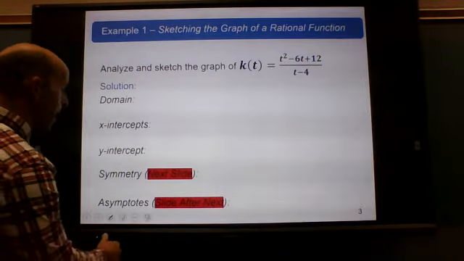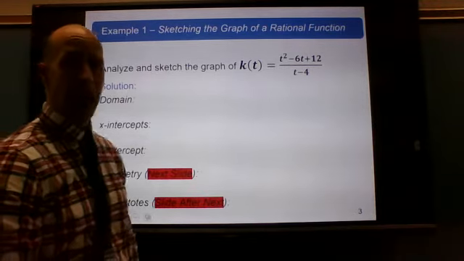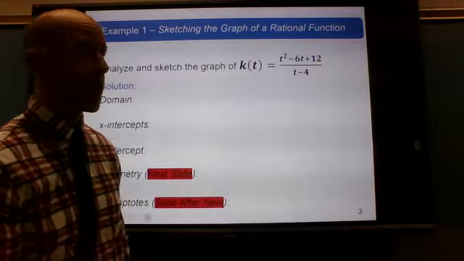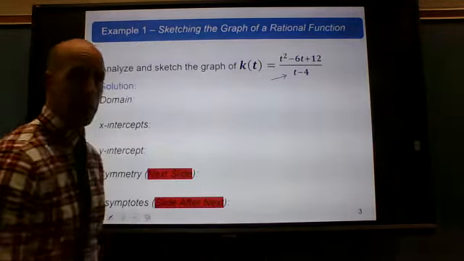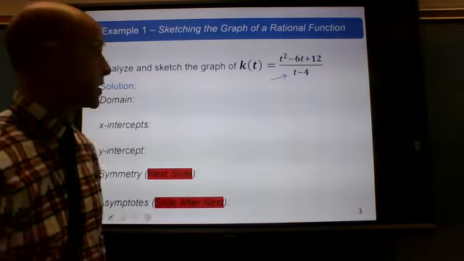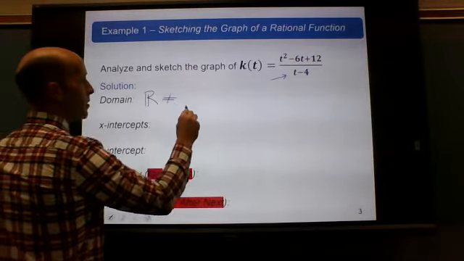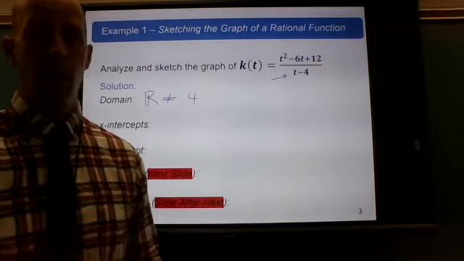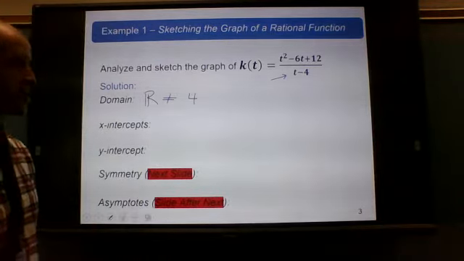Number 1, the domain. We want to figure out what the domain of this function is. Since this is a rational function, we need to be careful for any places where this function would not be defined. It looks like the only place that this function would not be defined would be when the denominator is 0, when t is equal to 4, because t minus 4 is 0. So I'm going to say that the domain is all real numbers not equal to 4. In other words, we can put any real number in here that we want, and our function will be perfectly well defined, except for the case of 4.